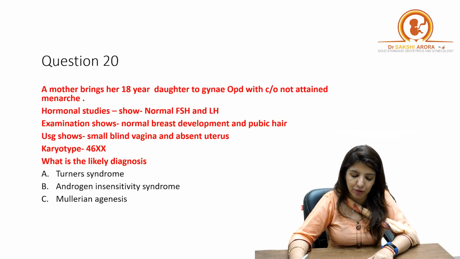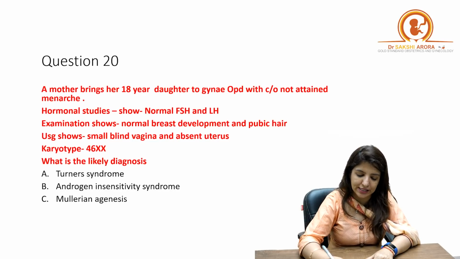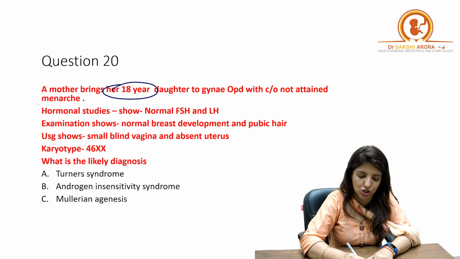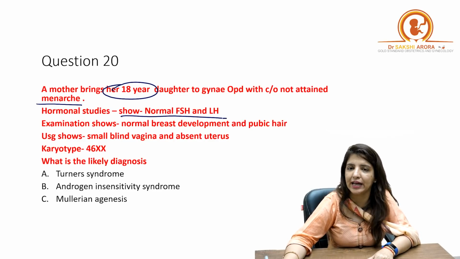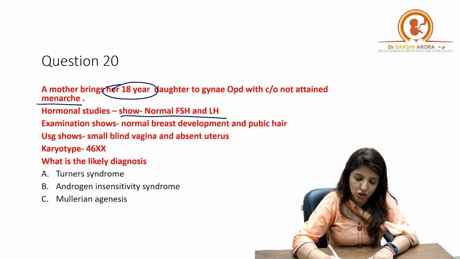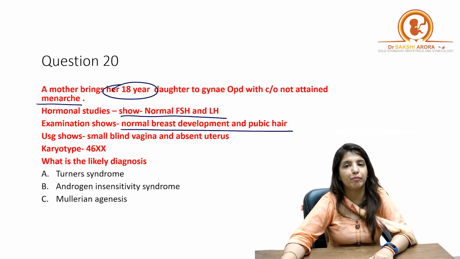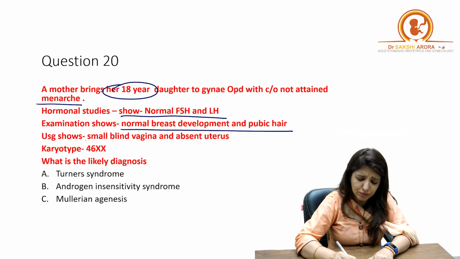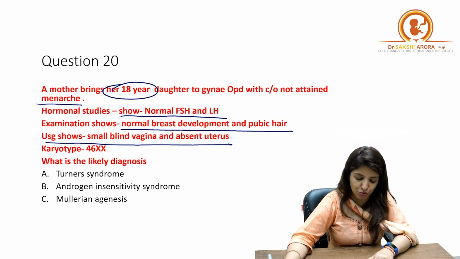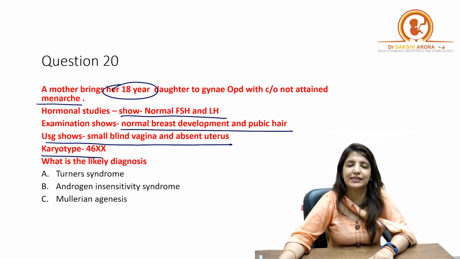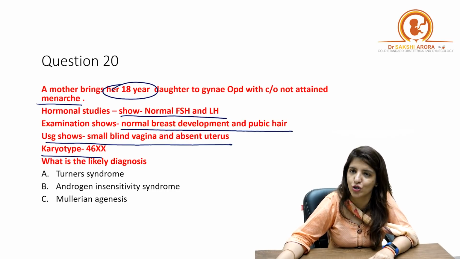Next, a mother brings her 18-year-old daughter to the gynaecology OPD with complaint of not having attained menarche. So she's 18 years, she's not attained menarche. Hormonal levels show normal LH and FSH. Examination shows normal breast development and pubic hair development. Ultrasound shows small blind vagina, absent uterus. Karyotype is 46XX. What is the likely diagnosis?